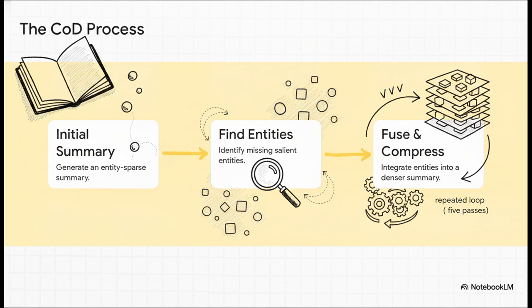Step 2. The model scans the source text to identify missing, highly important entities. And Step 3. The model must fuse those missing entities into a brand new summary that is the exact same length as the first one. The AI actually repeats this specific loop 5 times. With every single pass, it incrementally layers in crucial details by squeezing out the unnecessary words.